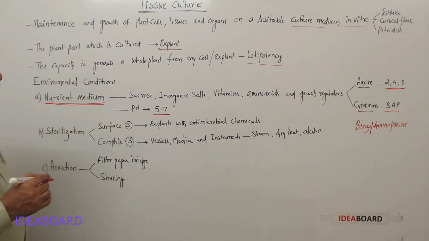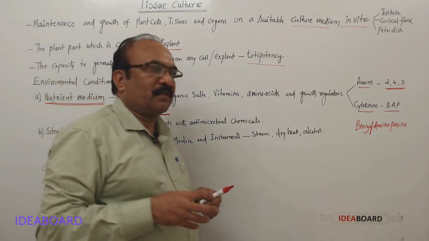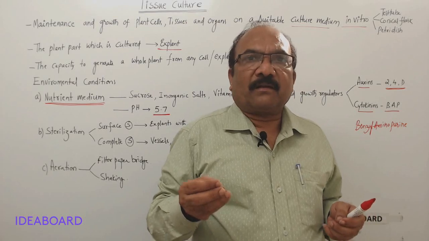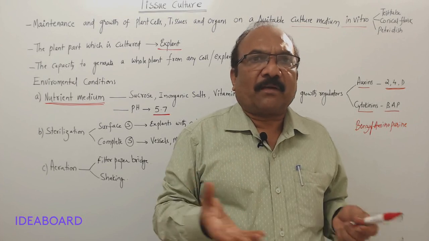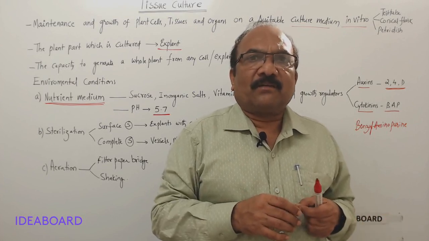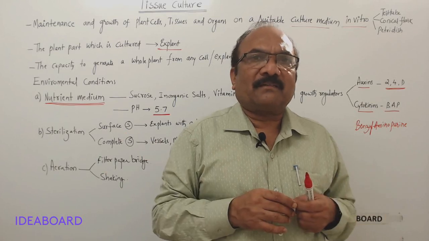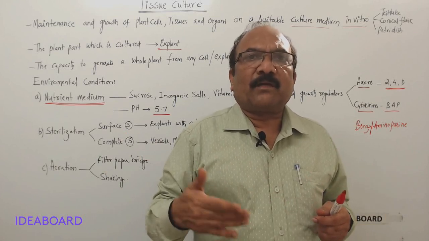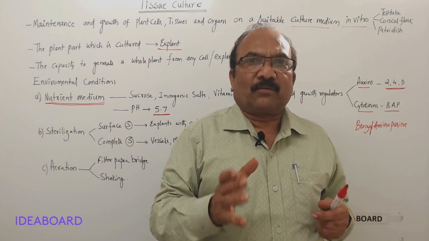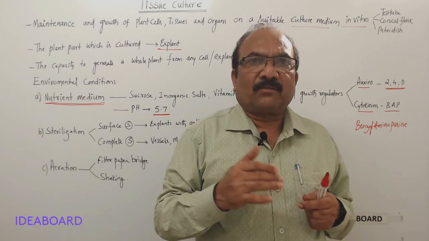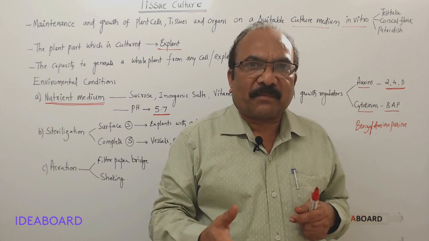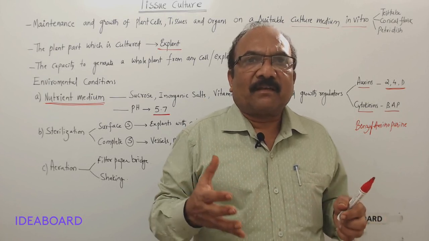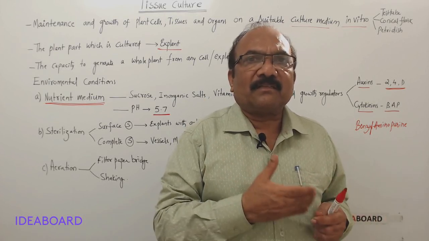Okay? Right. So, the next thing is that when you have prepared the nutrient medium and when you are adding a cell or tissue or explant or any part of the plant, then some microbes may attack. Instead of the plant, microbes may multiply. So to avoid the multiplication of the microbes, we have to sterilize the nutrient medium as well as the explant, as well as whatever instruments we are using in this tissue culture lab.